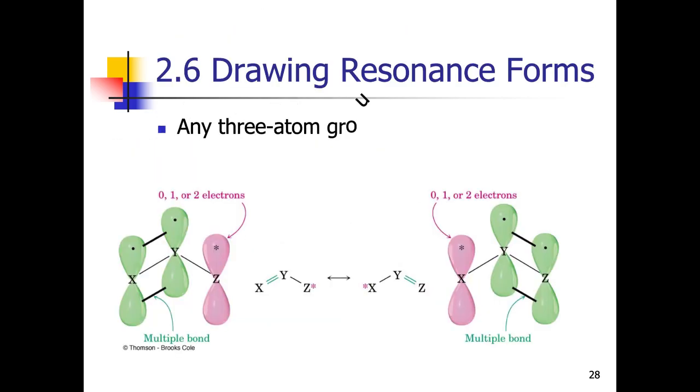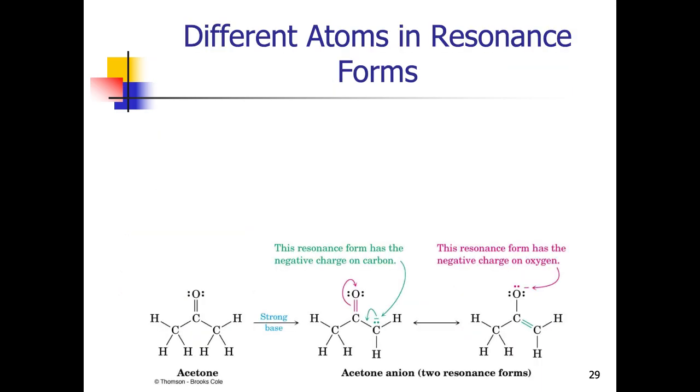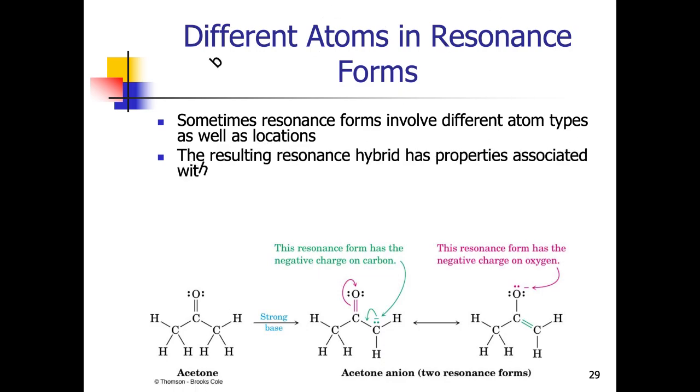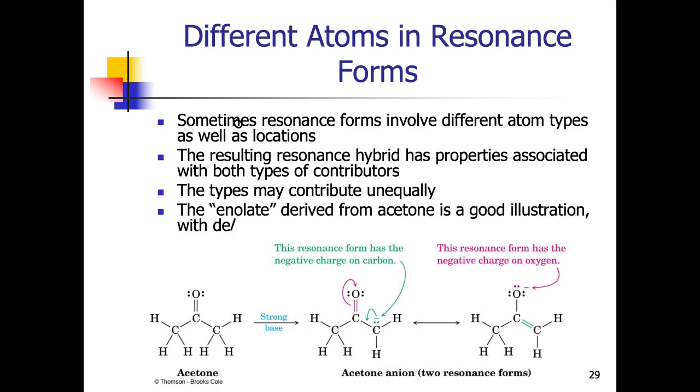Any three-atom grouping with a multiple bond has two resonance forms. Sometimes resonance forms involve different atom types as well as locations. The resulting resonance hybrid has properties associated with both types of contributors. The types may contribute unequally. The enolate derived from acetone is a good illustration, with delocalization between carbon and oxygen.